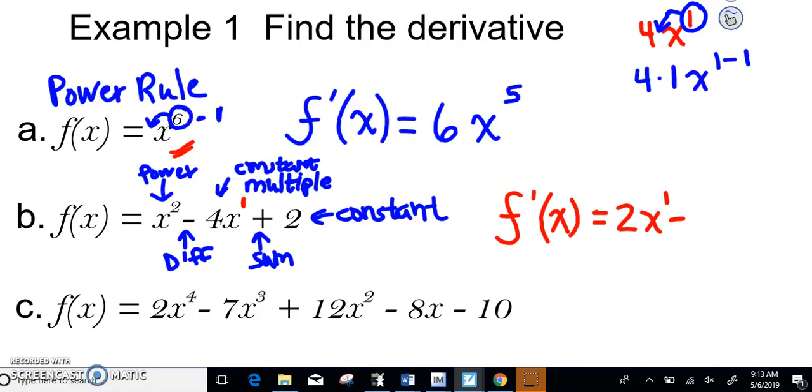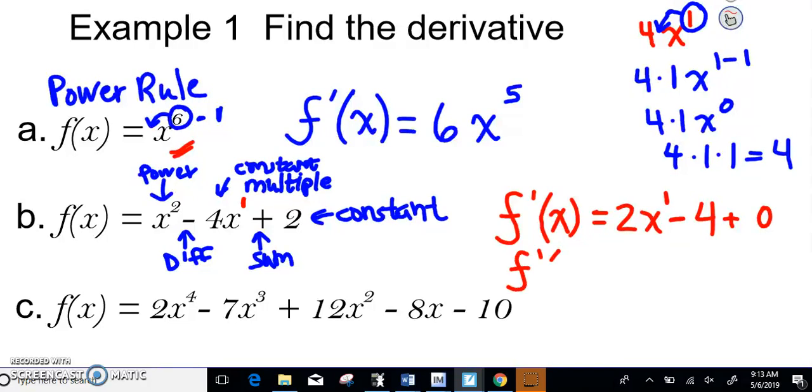1 minus 1 is 0, right? So anything to the 0 power is just considered 1. That means that's 4 times 1, which is just 4. Okay, so we have 4 there. And then we said the derivative of a constant is always 0. 2 is a constant, so that means that's going to be 0 back there. And so here, I'm going to simplify it down, so we have the final answer, 2x minus 4.